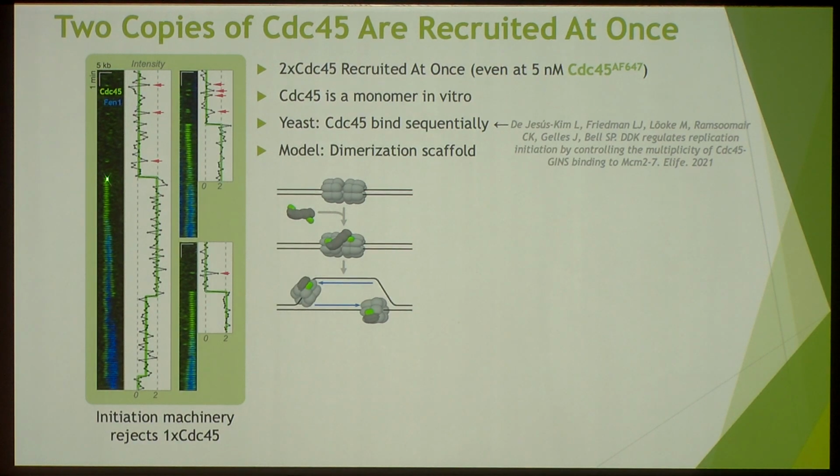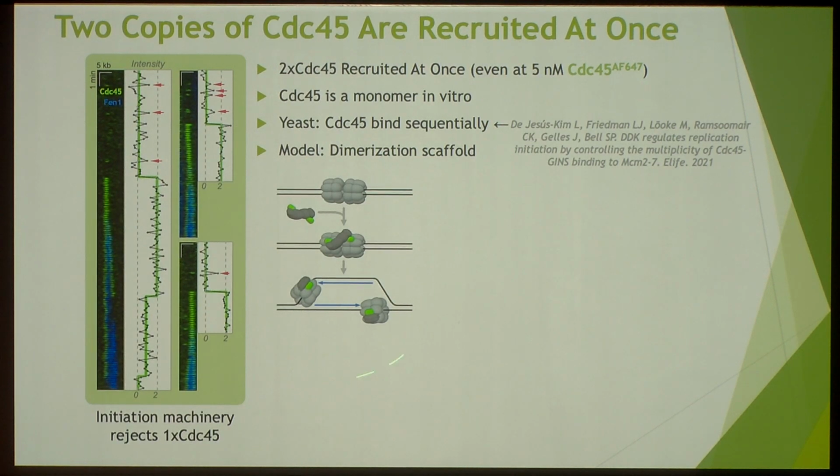We see simultaneous recruitment of two copies of CDC45. We see these transient binding events of one CDC45 that get rejected. And this was really puzzling for two reasons. One is that CDC45 is a monomer in vitro, and we checked this. And the second one is data coming from the Bell lab showing that in the yeast reconstituted system, two copies of CDC45 are recruited sequentially to the origin. So I think this may underlie real differences between how yeast do initiation and how metazoans do initiation.